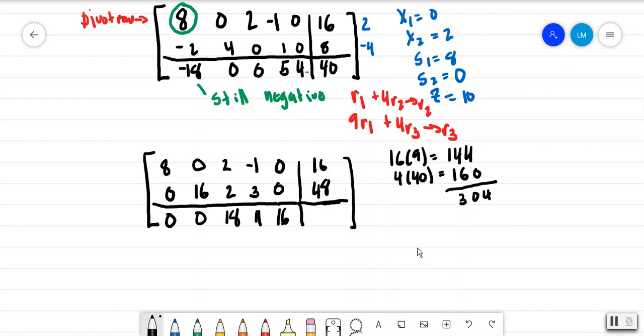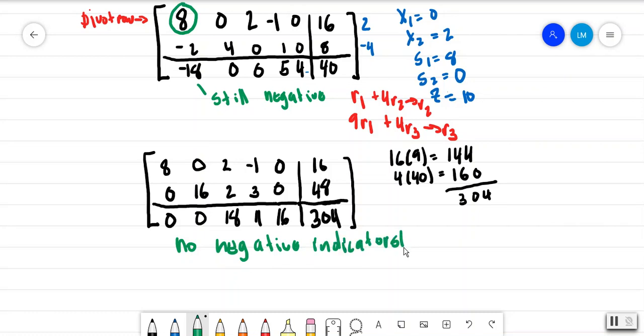Okay, so we're just going to put 304 right here. Now, the thing that we will look at just really quickly is that we want to look for no negative indicators. So we have that there are no negative indicators. What that means is that you can actually label this as the final tableau. And again, that's because there are no more negative indicators.